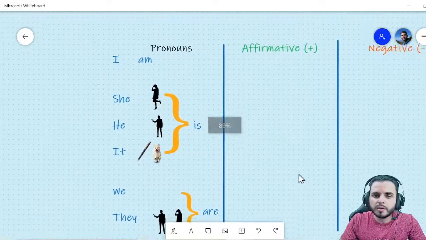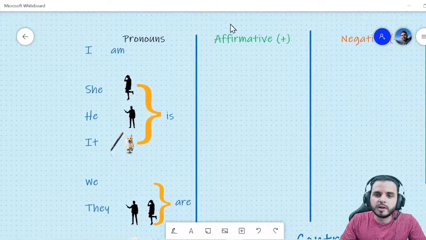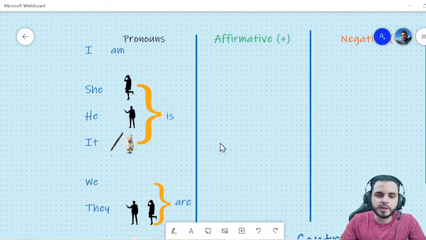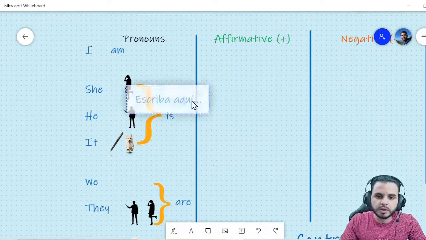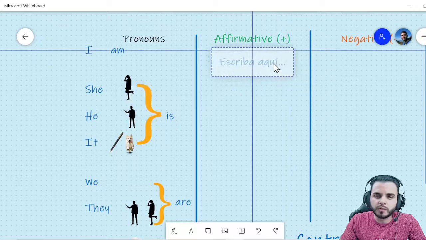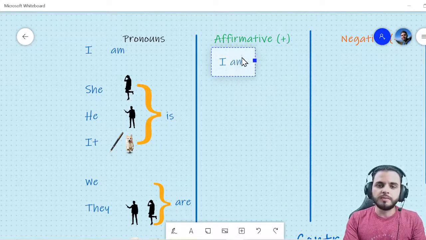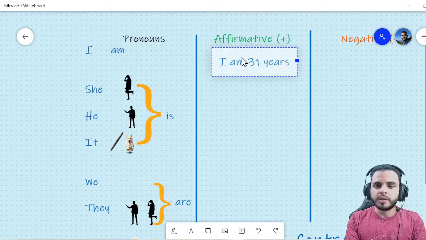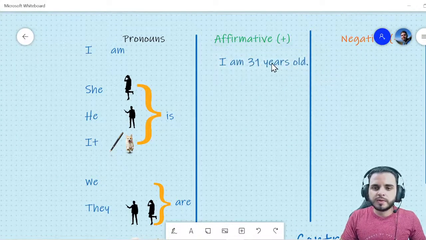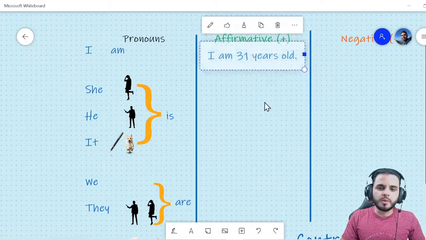Now, how do I create affirmative sentences with the verb be? So I can use the verb be to refer to the age of a person. So for instance, I am 31 years old. Okay, so this is an example.